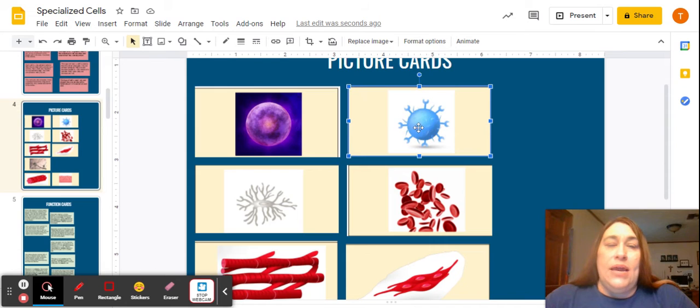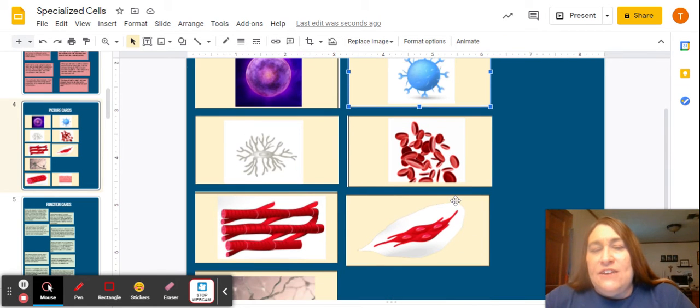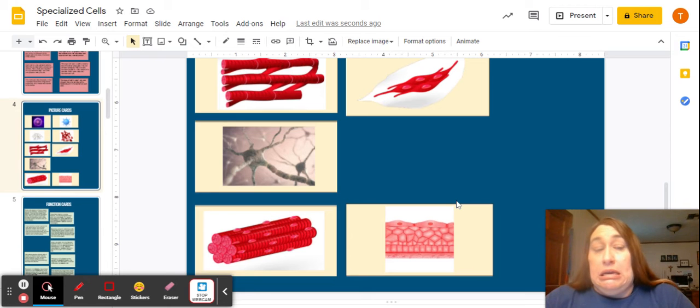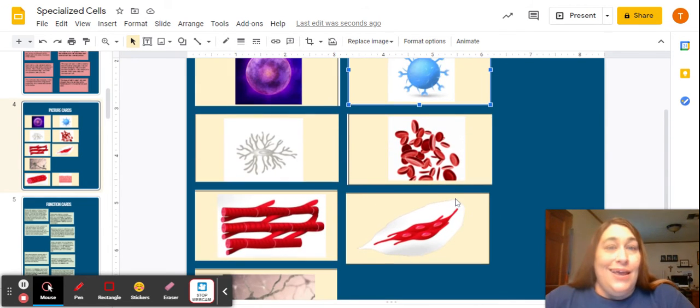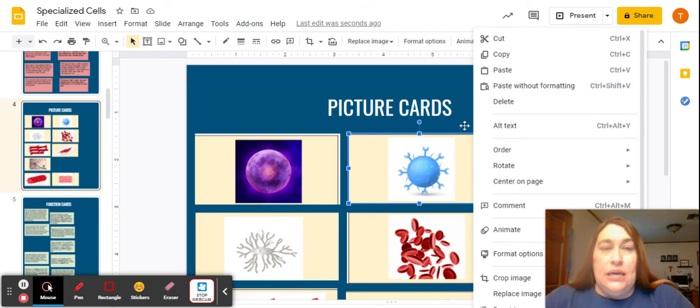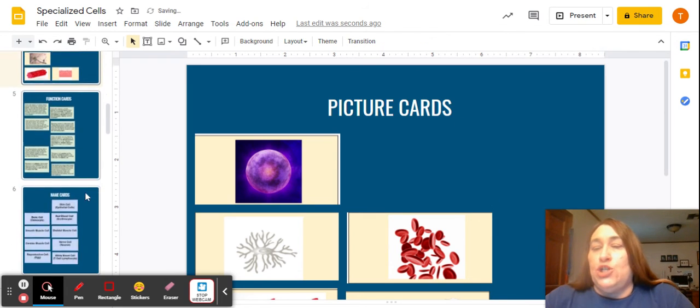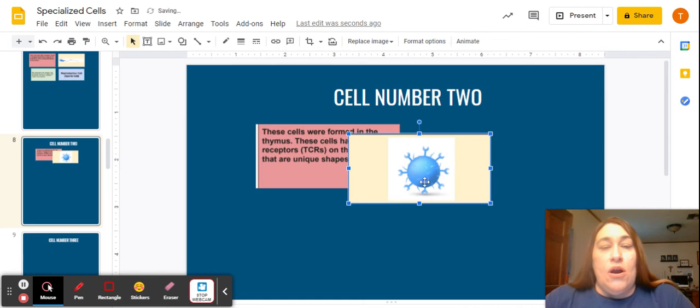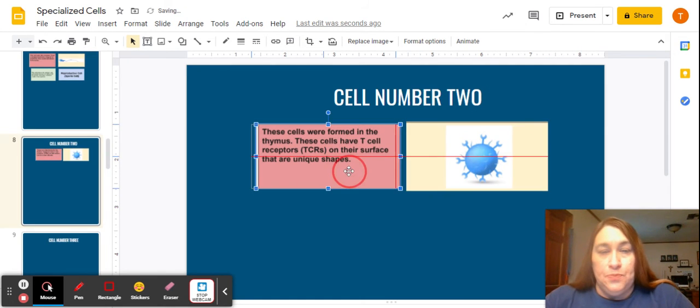Look at this cell right here. Those things on the surface, they look like wrenches. Those are pretty interesting, and they're definitely unique. I'm going to look at the other ones and see if anything has something that unique on its surface. And I don't see anything else that unique. So I'm going to give this one a try. And I'm going to bring it down to the other card at cell number 2.